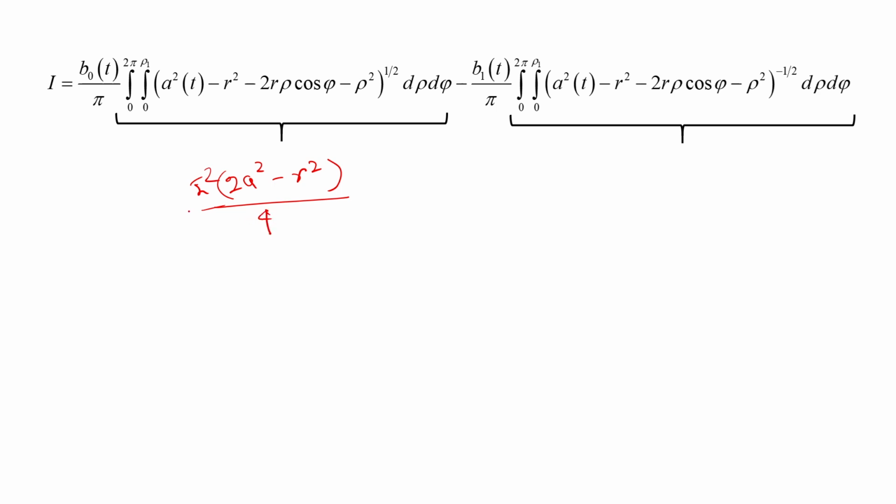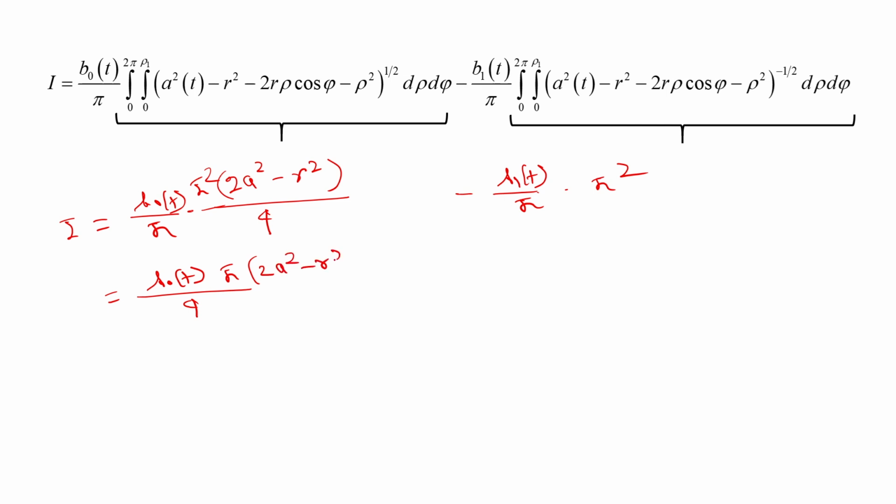This is π squared by 4 here, and this is b0 of t of π here. So, this integration is π squared into π squared by 4, 2a squared minus r squared, and over here this is b1 of t by π. So, this is equal to I, and this comes out to be b0 of t by 4 into π into 2a squared minus r squared, minus b1 of t into π.